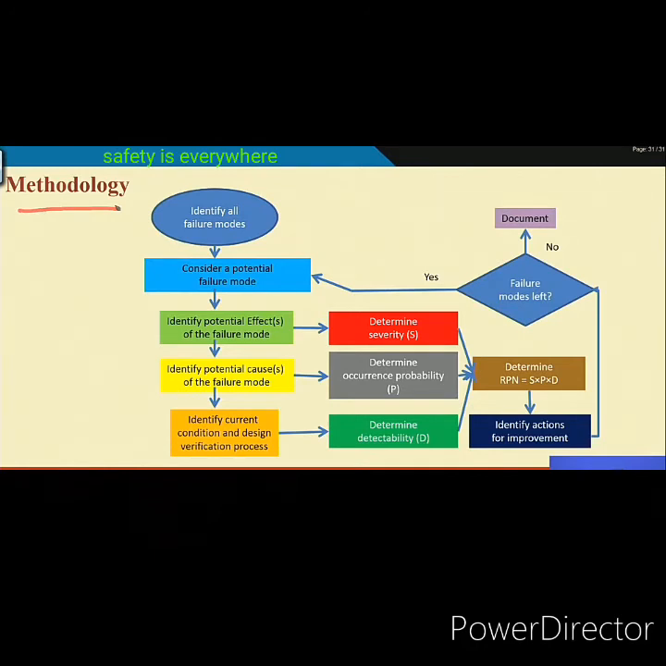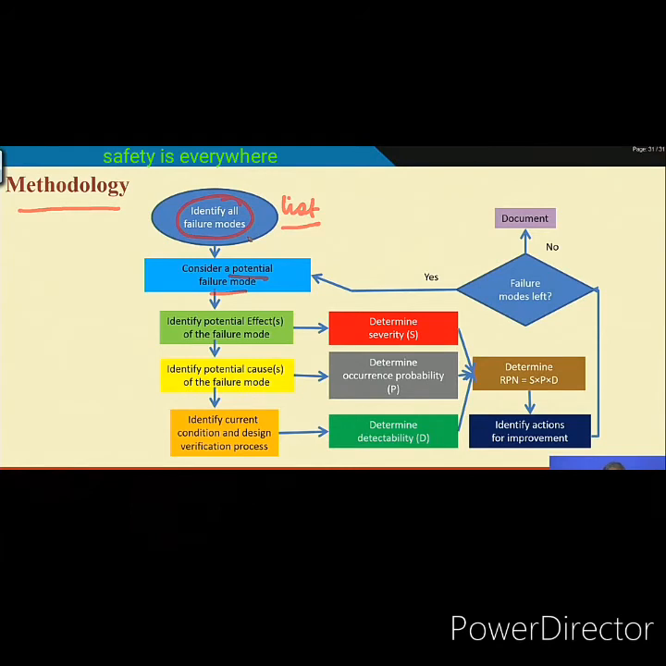What is the methodology? Identify all failure modes. If you are interested in doing failure mode and effect analysis of the compressor subsystem, there are four components, and for every component all failure modes are identified. So, a list is available. Now, consider a potential failure mode. Maybe from your experience, or the team will find that even though there are 50 such failure modes, maybe 20 failure modes are potential modes and the others may be trivial. So, you consider a potential failure mode.